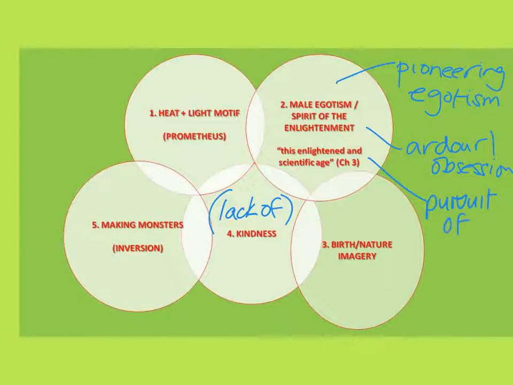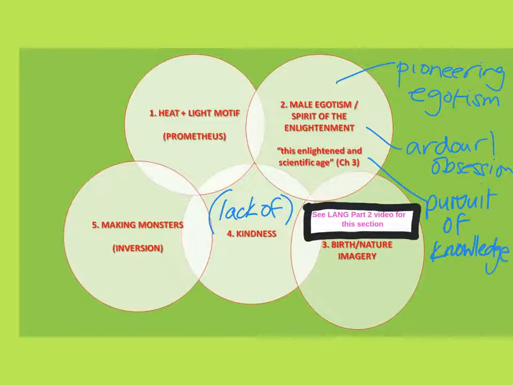After we go through number 2, this brings us very nicely around to number 3, birth and nature imagery. So essentially we have these ego-driven male pioneers looking to leave their mark on mankind, their legacy, by mastering life or death, by playing God, as we'll see very shortly.